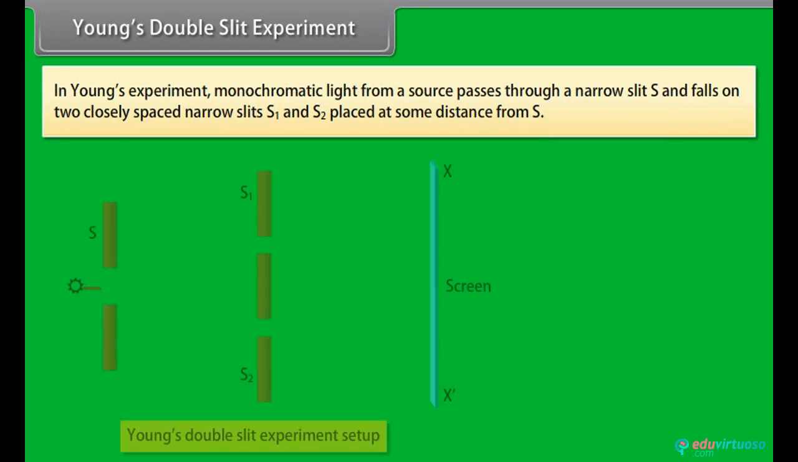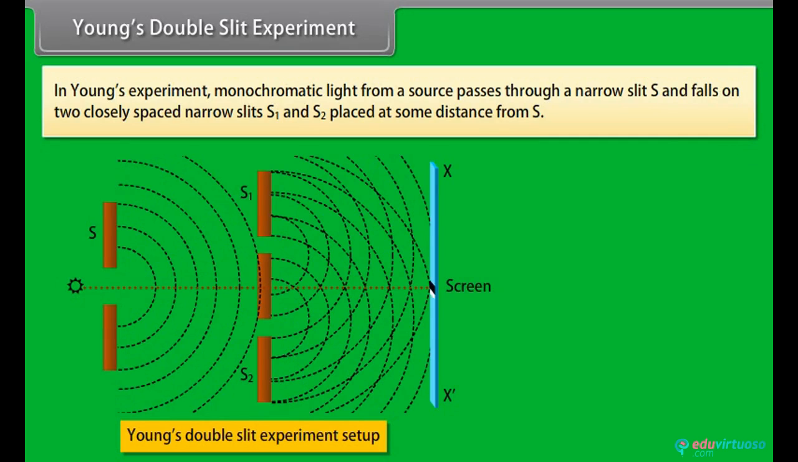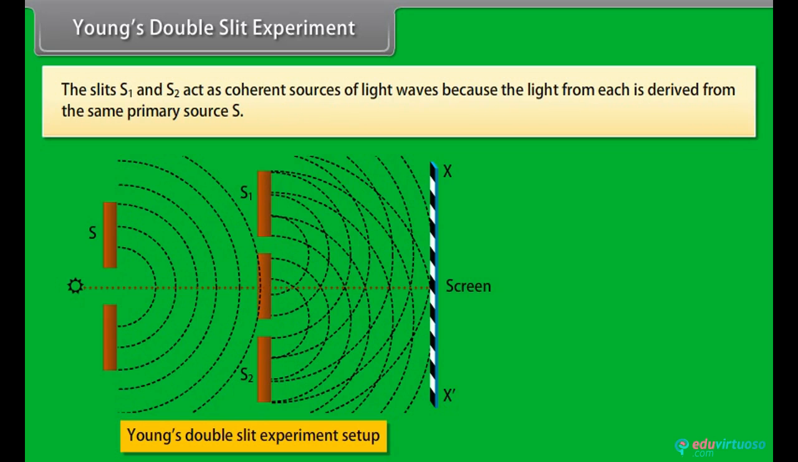Young's double-slit experiment. In Young's experiment, monochromatic light from a source passes through a narrow slit S and falls on two closely spaced narrow slits S1 and S2 placed at some distance from S. The slits S1 and S2 act as coherent sources of light waves because the light from each is derived from the same primary source S.